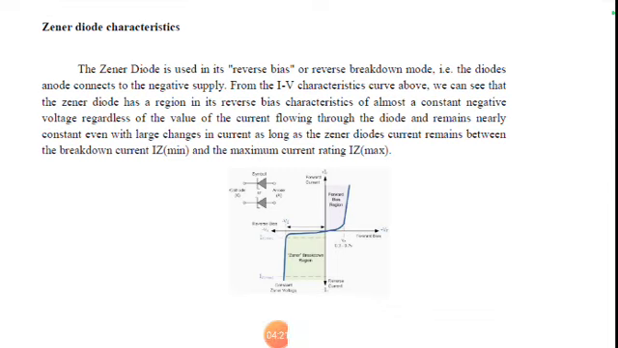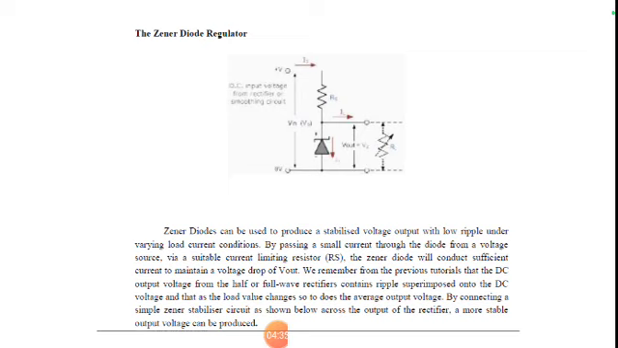You can see the Zener diode characteristics. When you apply high voltages, at a particular point it goes into the reverse region and the current increases. That region we call the Zener breakdown voltage. This Zener diode can be used as a regulator because it has a stabilized voltage output, and it also produces very low ripples in the case of varying loads. When you pass a small current through the diode from the voltage source, with a suitable current limiting, the Zener diode will conduct sufficient current to maintain the voltage, and it also produces small ripples.